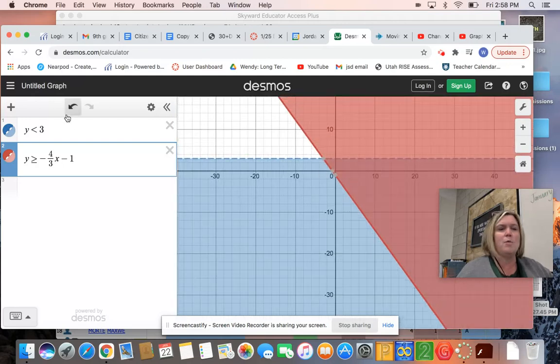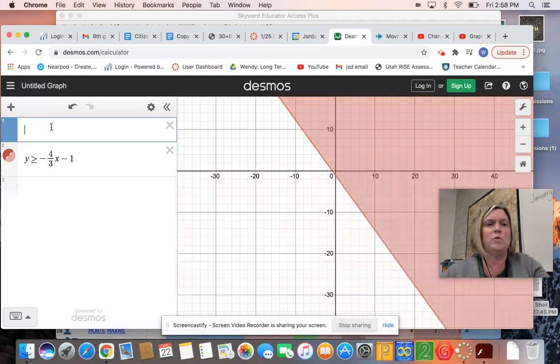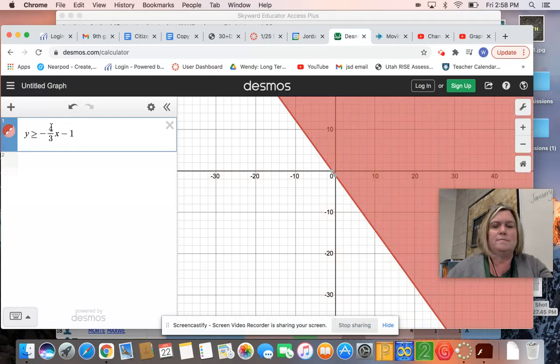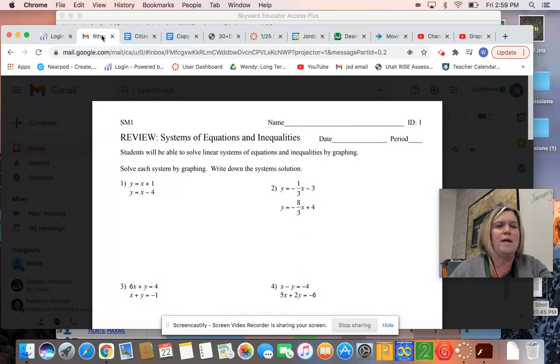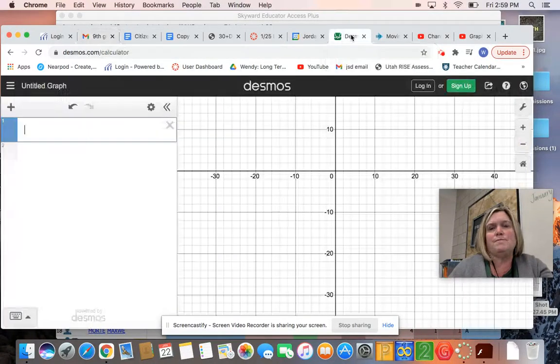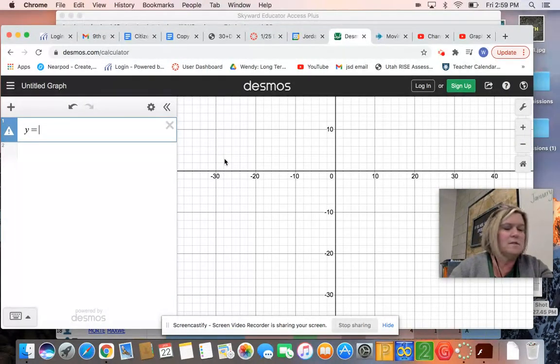So number one, I am going to get rid of these. And so number one on our worksheet was y equals x plus 1 and y equals x minus 4. And all we have to do is write down the solution of the system, or the system solution, okay?